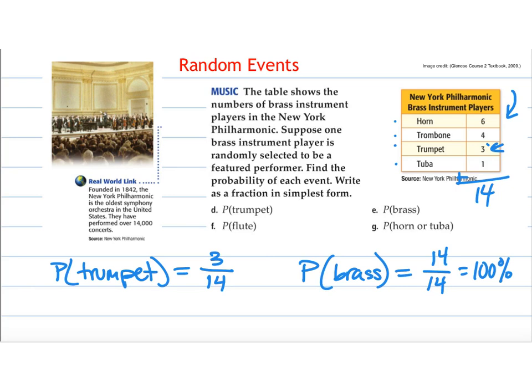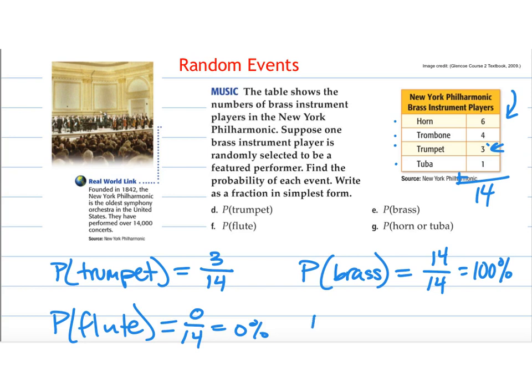Similarly, yet different, we have the probability of selecting someone with a flute. Well, are there any flute players on this list? No. So that's a 0 out of 14. That is a 0% chance or an impossible selection. You can't pick a flute player.